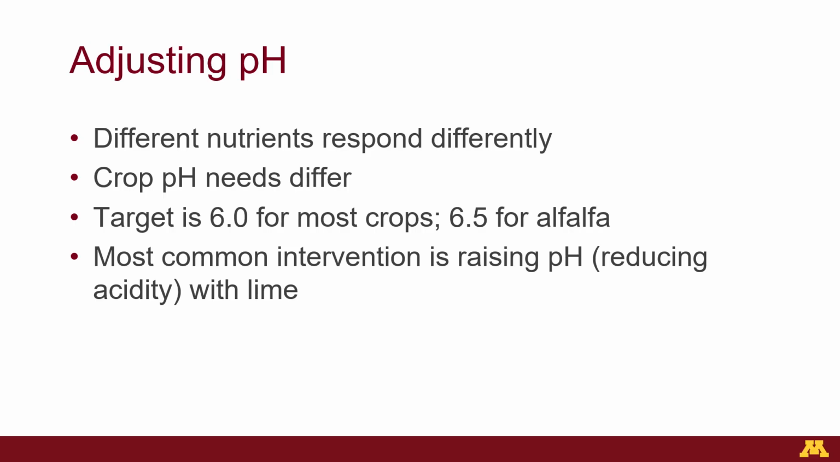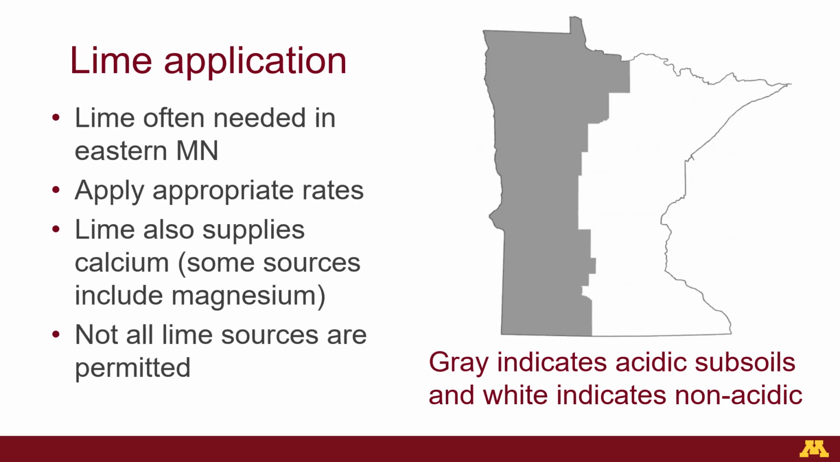Many soils will benefit from raising the pH, which means reducing the acidity of the soil by applying agricultural lime. Lime application is most likely to be needed in eastern Minnesota, where most subsoils are not acidic. You should sample your soils according to testing lab guidelines and consult the lab's recommendations and extension guidelines to determine appropriate lime application rates for your soils.